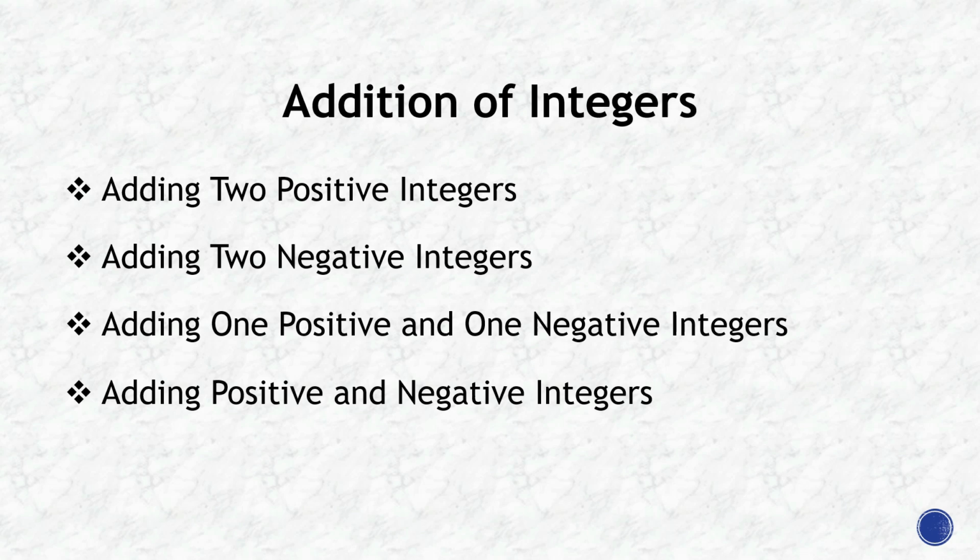And of course, last but not the least, I want to emphasize the rules. And the last thing is about adding positive and negative integers. So the number of integers is going to be 3, 4, 5. So any number of integers, it should be more than 2. All right, so let's focus on the first scenario, adding two positive integers.